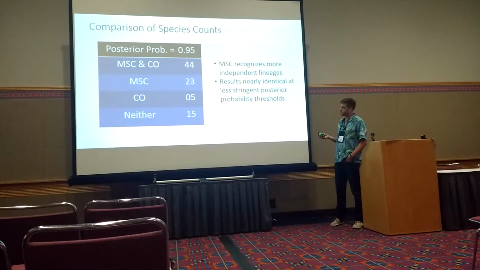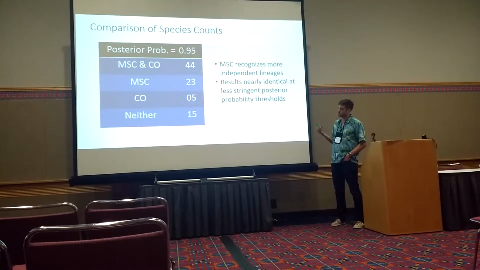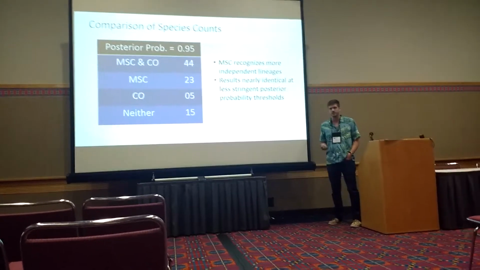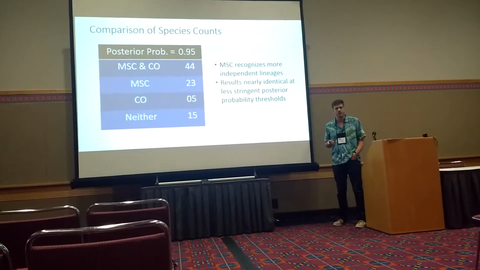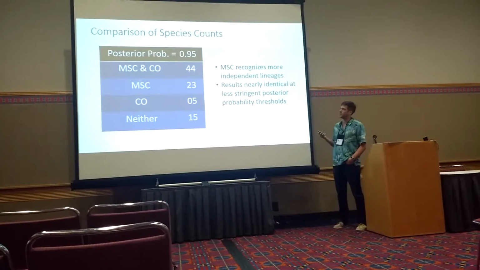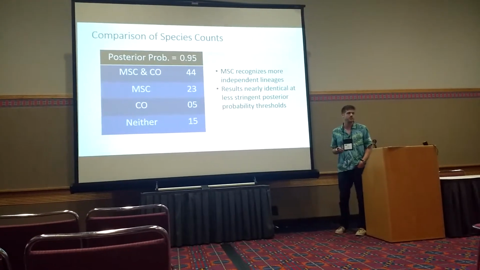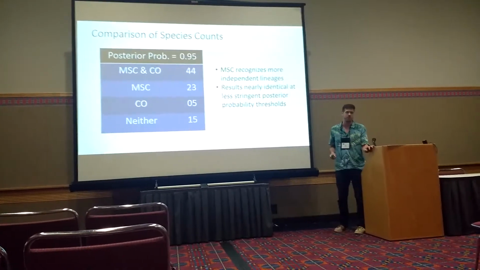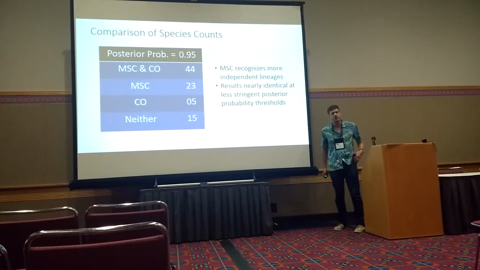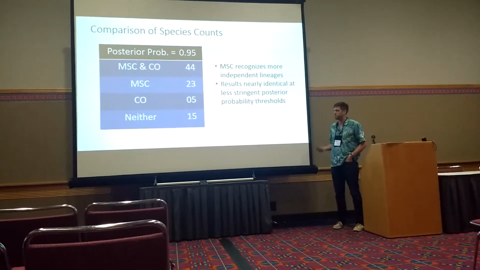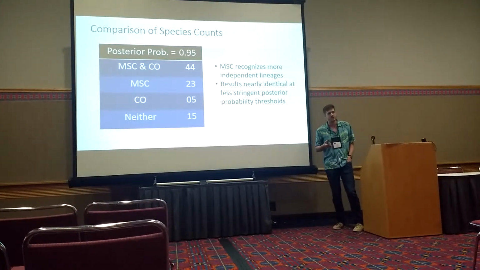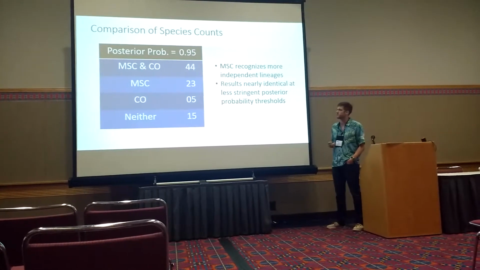So the MSC, BPP in particular, comes up with 67 independent lineages, whereas Coyne and Orr's definition comes up with 49 independent lineages, but together the two of them come up with 44 out of 87. So, yeah, BPP is doing what we thought it would. It's detecting the structure in the populations.